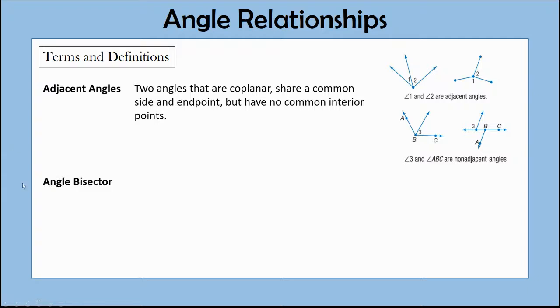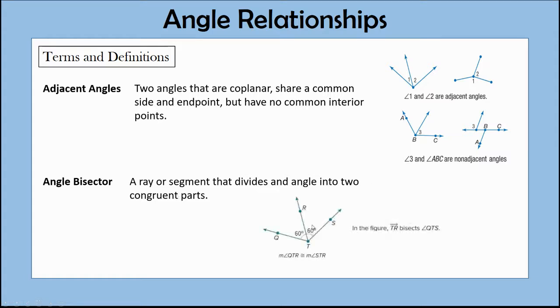We're also going to talk about an angle bisector. Anytime we're bisecting something, we're cutting it into two congruent parts. So an angle bisector is a ray or a segment that's going to divide an angle into two congruent parts. So if we look at this example, angle QTS, and then look at ray TR, sometimes it'll just say there's a point inside the angle that divides it, or a ray through that point will divide it into two congruent parts.